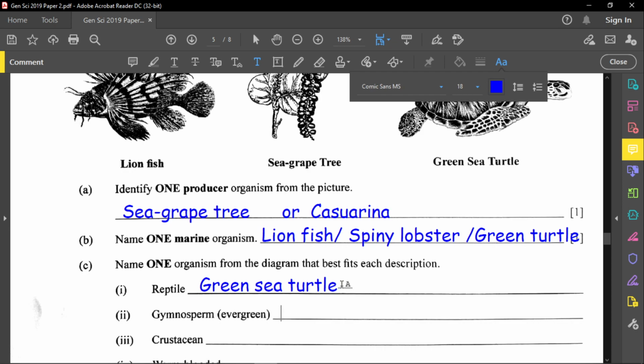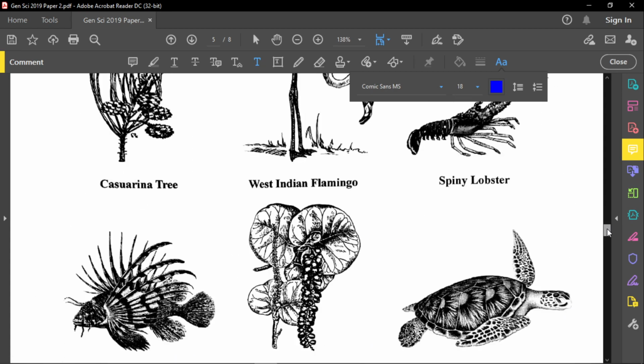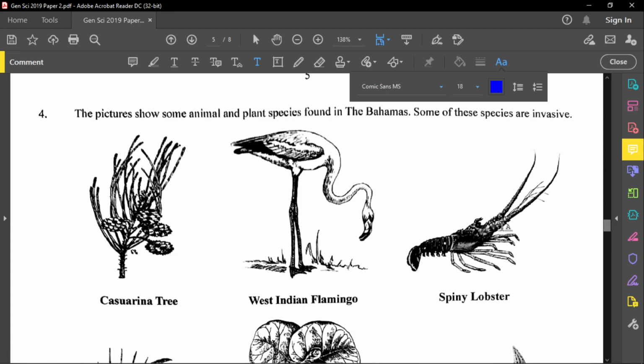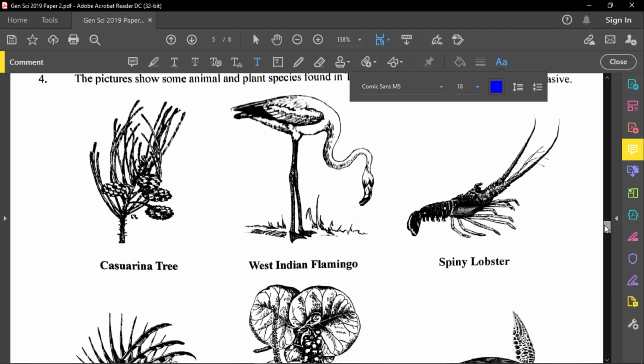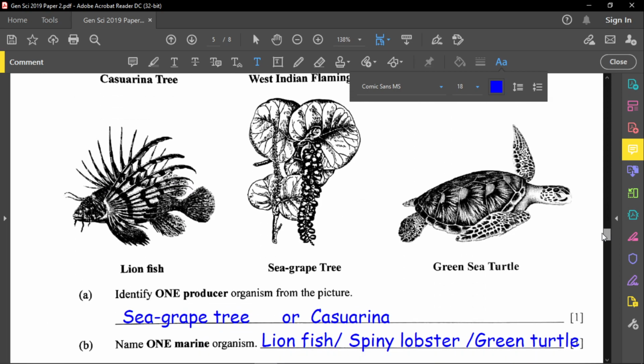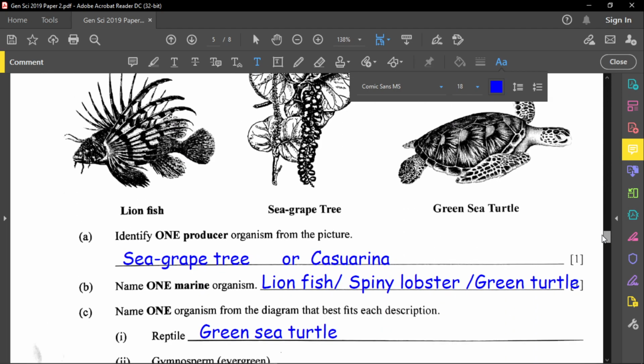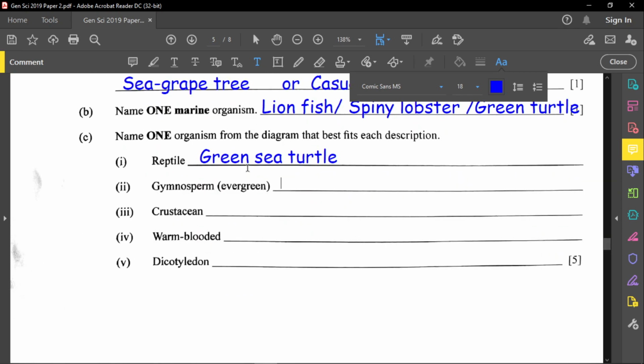And a gymnosperm. A gymnosperm is a plant that bears cones. It's a non-flowering plant. There's no flower, but it bears cones. And so here we have the casuarina with the cones on them. All right, so you can see casuarina plant with some cones there. The sea grape is a flowering plant, so it will be angiosperm. So here now the casuarina.